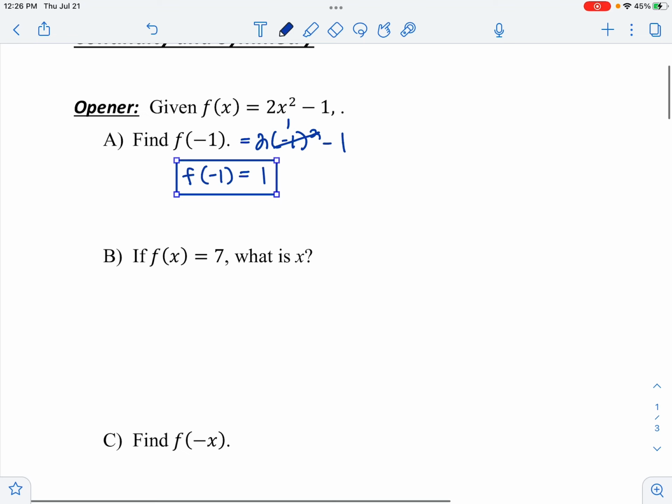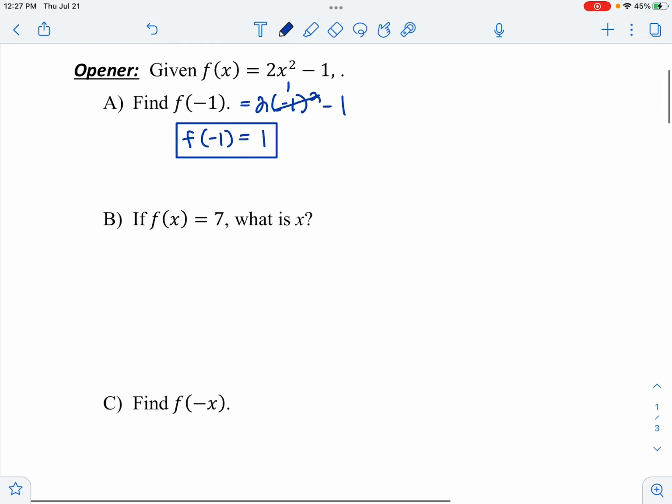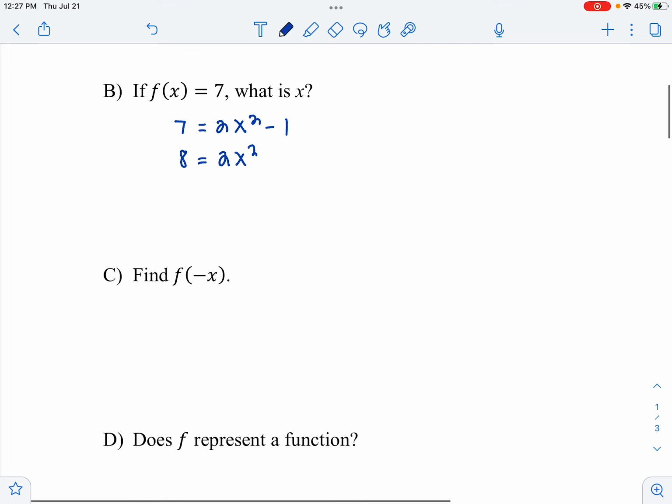Next one, if f of x is 7, what is x? So we are going to change f of x to 7. Make sure you don't plug in 7 for x. Let's change the y value to 7, and we are going to solve for x. So add 1 to both sides. 8 equals 2x squared. Divide both sides by 2. 4 equals x squared. And now we need to solve for x.